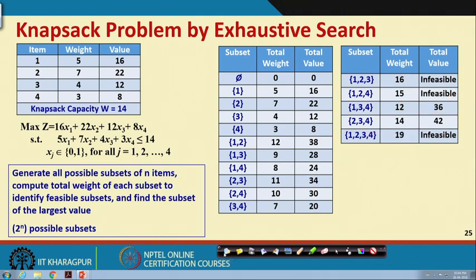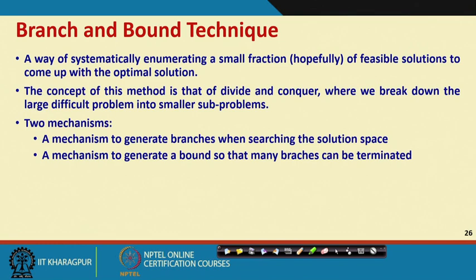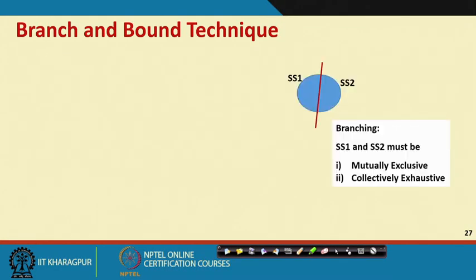So, how does this branch and bound technique work and how do we go about it? Again I repeat, a branch and bound method is basically a divide and conquer method. We break a large problem into smaller subproblems, and you need two mechanisms: a mechanism to generate branches, and a mechanism to generate a bound, so that many branches can be terminated. So, that is our branch and bound technique.